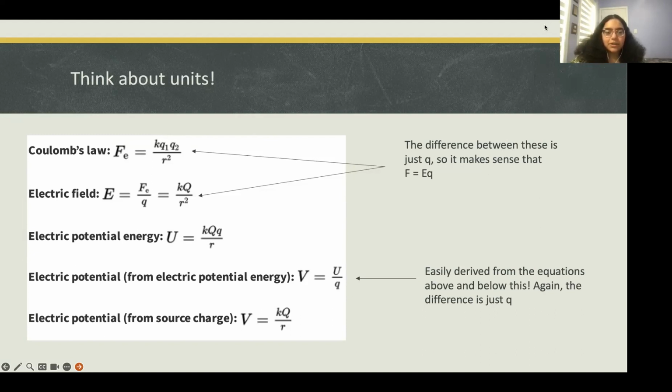Another thing for electric potential. If you look above and below, so the third and fifth equations there, U is kqq over r, V is kq over r. So just like force and electric field, the difference is just a Q. So U divided by Q is V. Knowing the difference between the equations can help you move between the different variables you have.